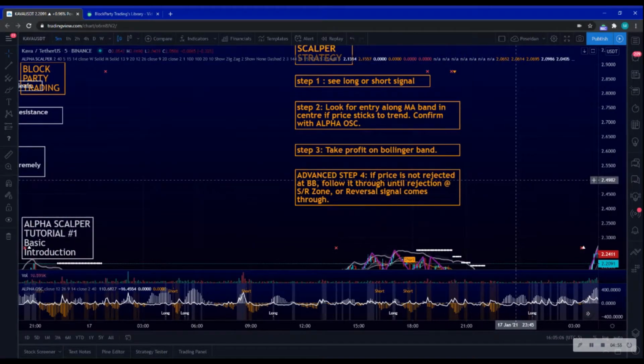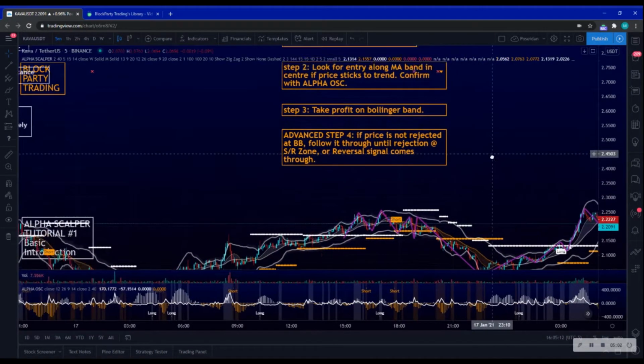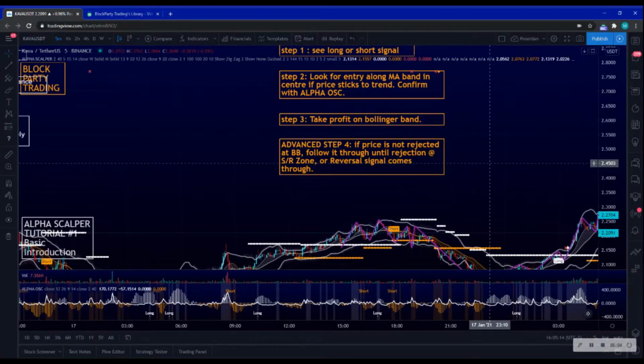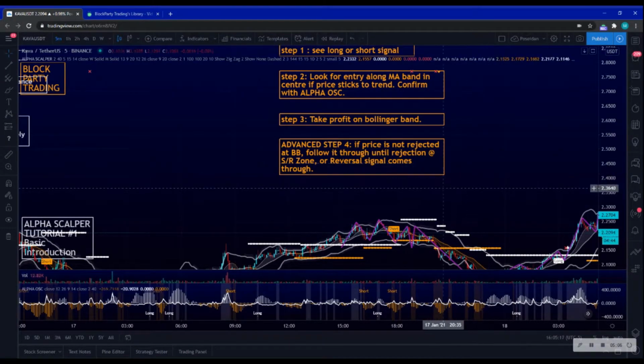So how do we confirm this? Well, we're going to look for our entry point after we get our short signal or our long signal. And we're going to look for an entry point along the moving averages band in the center. That's that yellow and white area that we have in the center of the price here, okay?